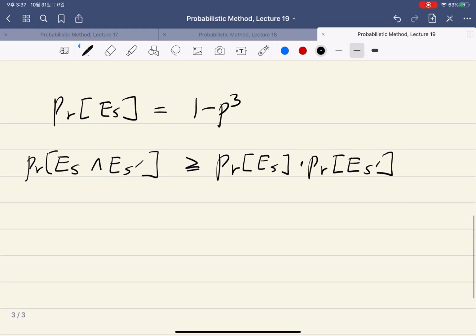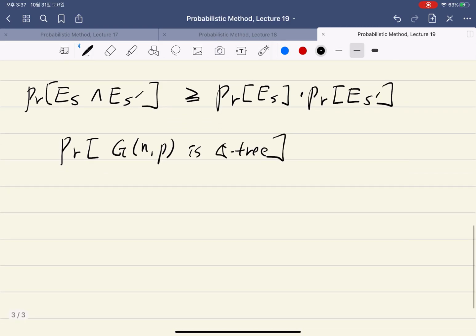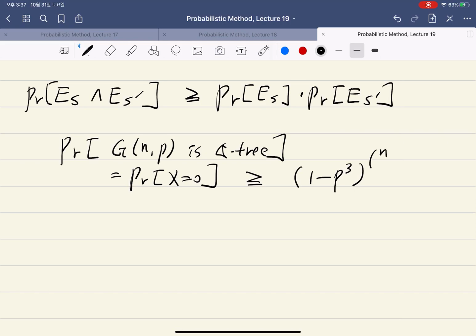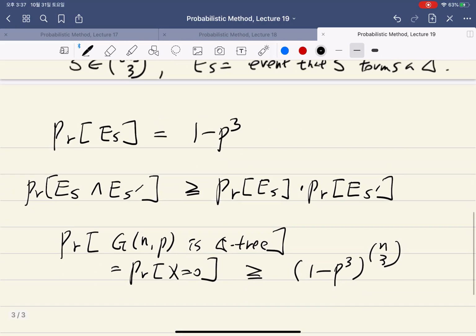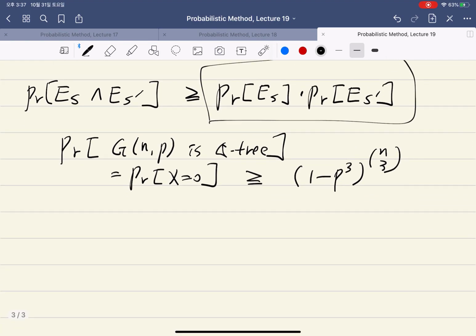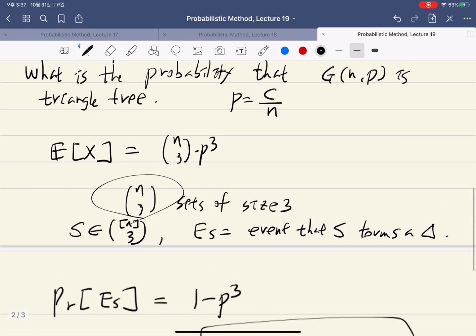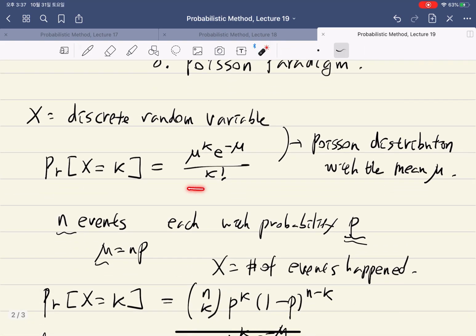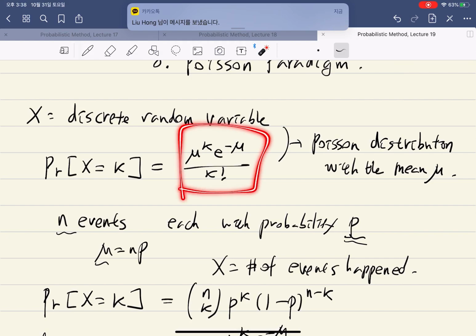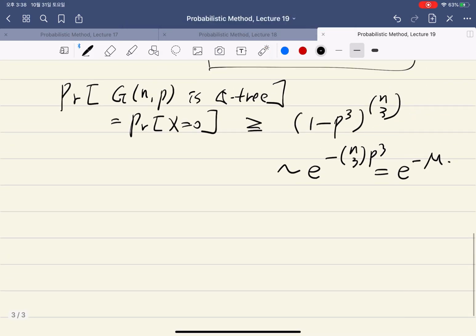So from this, what we can prove is that the probability that G(n,p) is triangle free, which is the same as the probability that the number of triangles is 0, is at least (1 minus p cubed) to the n choose 3. So you consider all n choose 3 events and you multiply the probability, and that provides a lower bound. And this is roughly e to the negative n choose 3 times p cubed, which is e to the negative expectation. So let's write mu as the expectation. And this is when you plug k equals 0 here, right? So we have this lower bound.